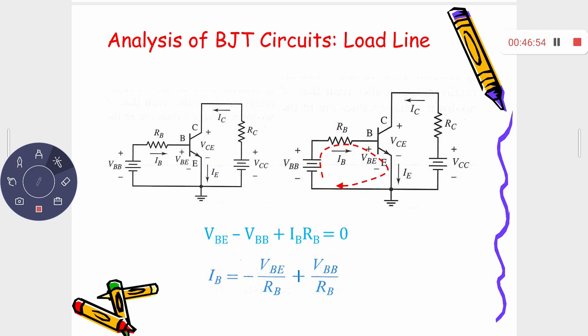VBB is the voltage applied from outside, this drop plus this drop. Because this is an NPN transistor, you have to ensure that this junction must be forward biased. So VBB is equal to IBRB plus VBE, or VBB minus VBE minus IBRB equal to 0. From here you can have this particular relationship, IB in terms of VBE, VBB and RB.